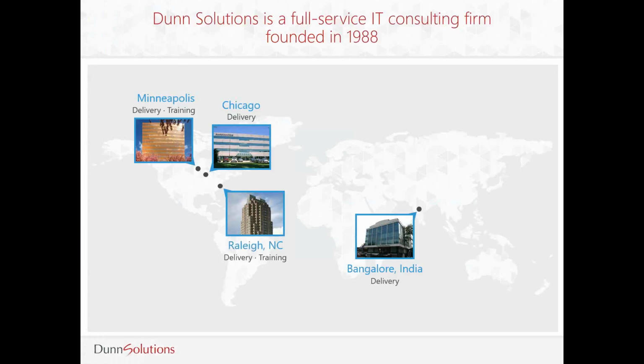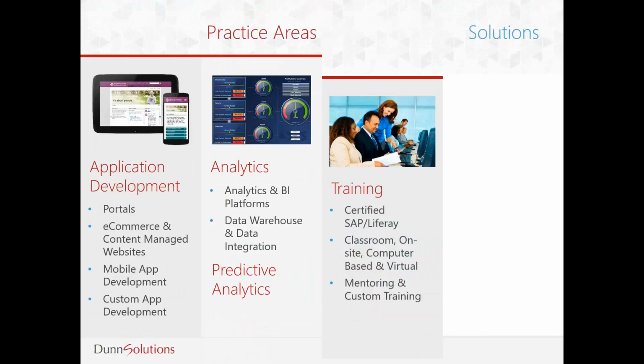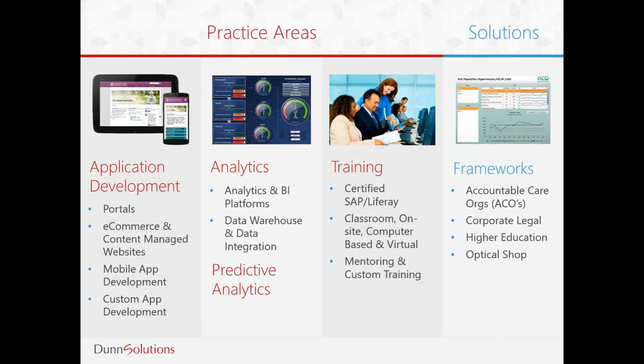So let's begin. Dunn Solutions has a long history of delivering innovative business technology solutions. We are headquartered just outside of Chicago and have offices in Minneapolis, Raleigh, and Bangalore, India. Our offerings fall into two practice areas. Our application development solutions feature portals, e-commerce, and content-managed websites, mobile application development, and custom application development. Our analytics solutions feature analytics and BI platforms, as well as data warehouses and data integration.